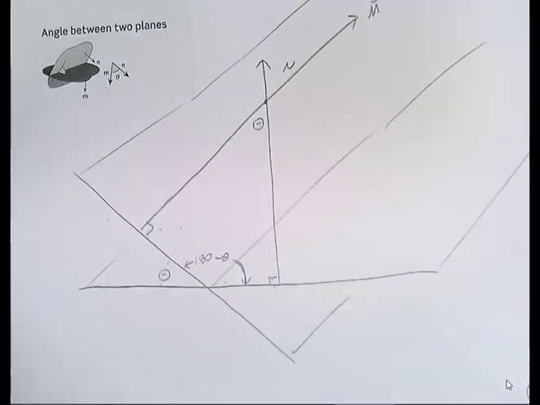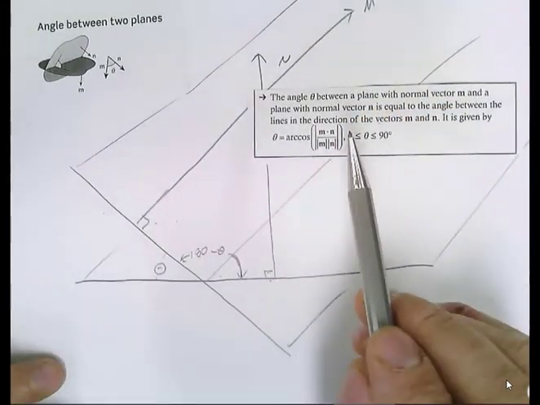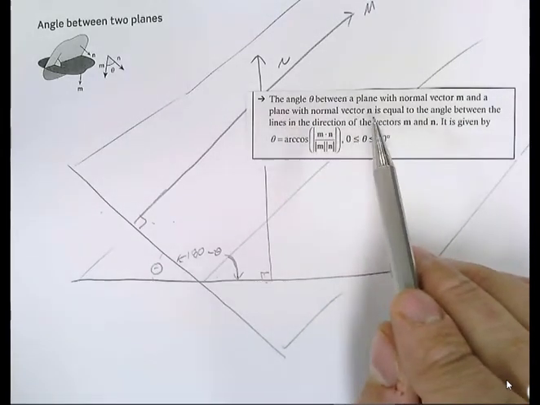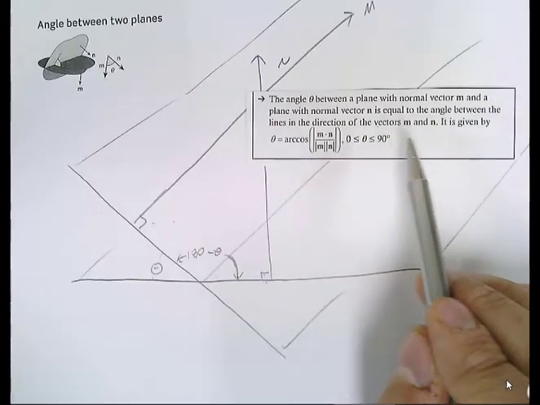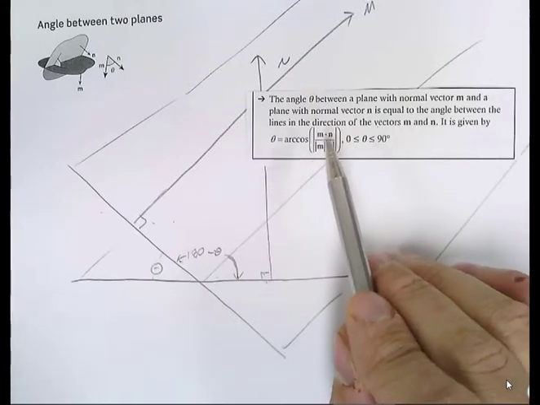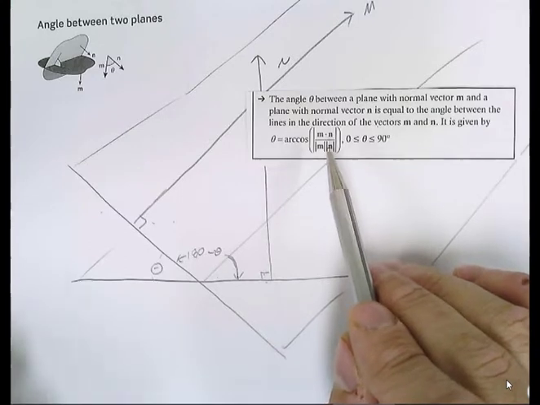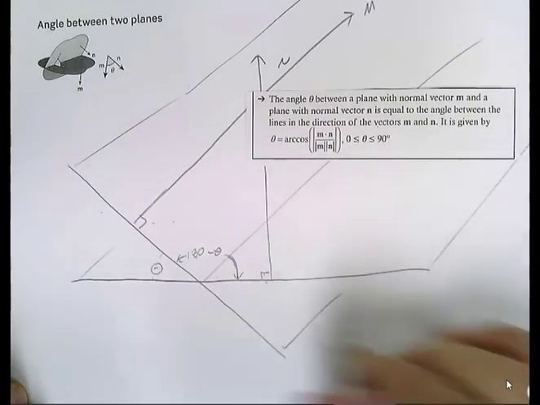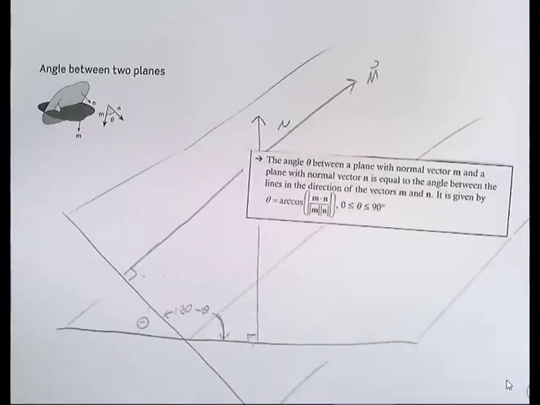And that gives us this property right here, and it says the angle theta between the plane with normal vector m and a plane with normal vector n is equal to the angle between the lines in the direction of the vectors m and n. It is given by theta is the arc cosine of the absolute value of the dot product over the magnitudes of the normal vectors. And theta is between 0 and 90 degrees, so that gives us our acute angle right there. So let's look at an example so we can use this.